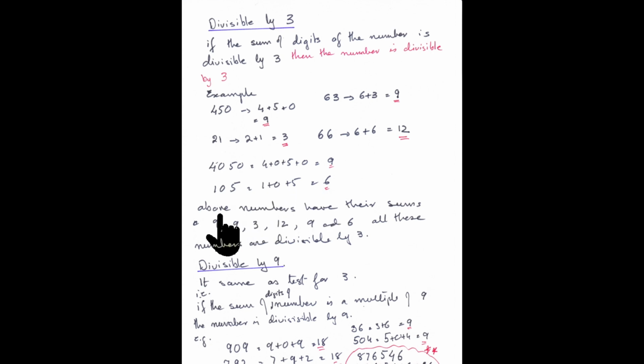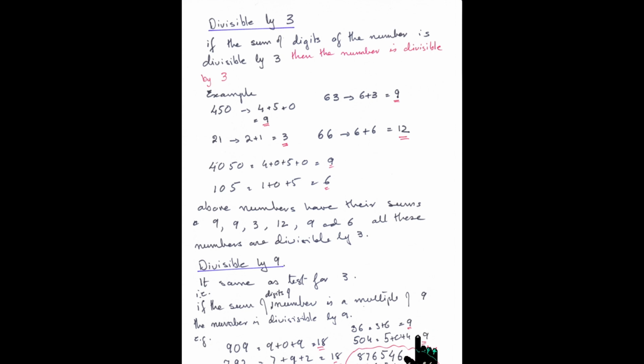Now divisibility by 9. It is the same as the test for 3, that is, if the sum of the digits of a number is a multiple of 9, the number is divisible by 9. You can see the examples: 909, they sum up to 18, 792, these sum up to 18, 36, this sums up to 9, 504, this sums up to 9. So they are all divisible by 9.